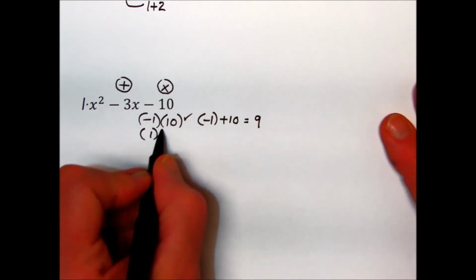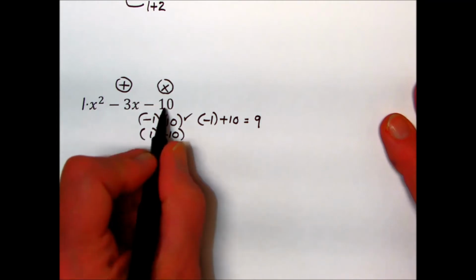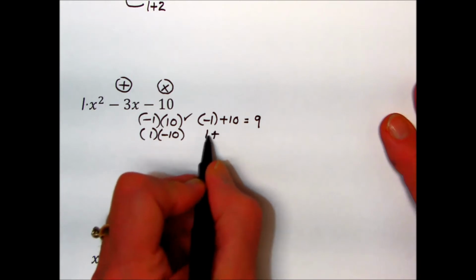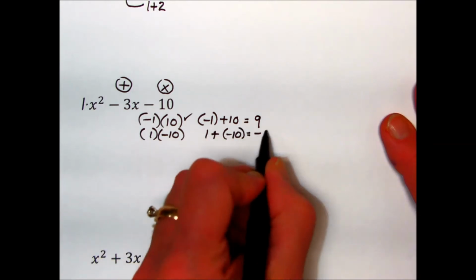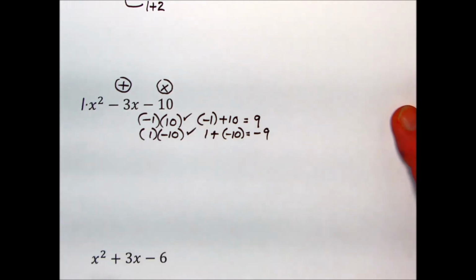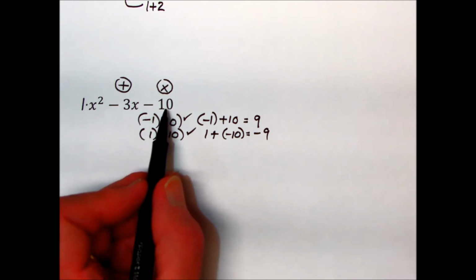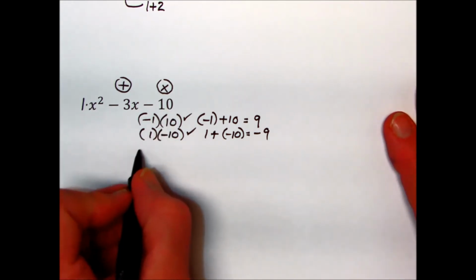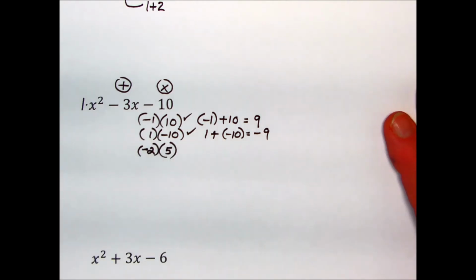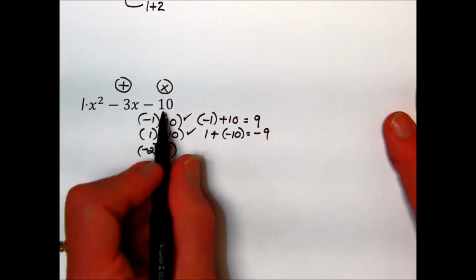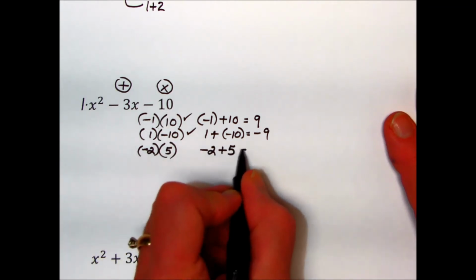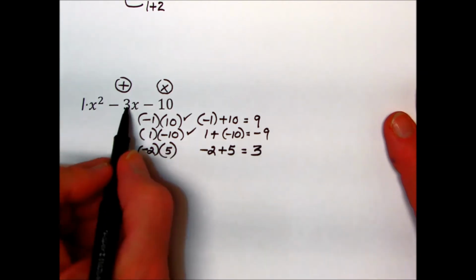Switching the signs, yes, we could have a positive 1 and a negative 10 multiply to give us negative 10, but when we add those together, 1 plus negative 10 just changes our sum from a positive to a negative, so it's still a failure. How else can we get a negative 10 by multiplying two numbers together? We could have a negative 2 and a positive 5 as factor pairs. Multiplying, we get our negative 10, and adding, if you check, negative 2 plus 5 adds up to be 3.